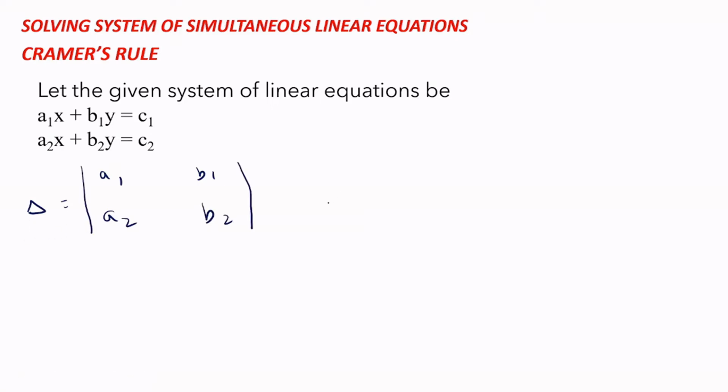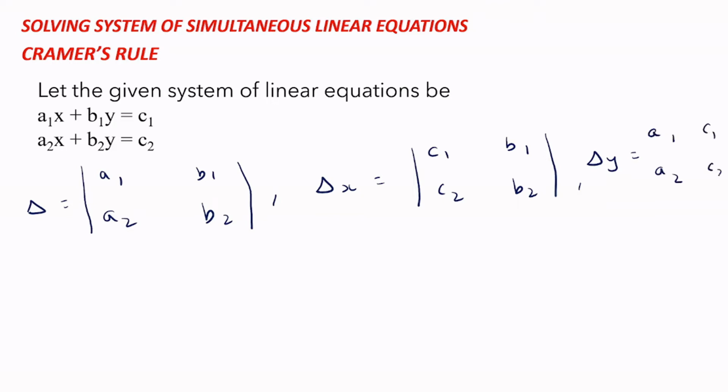Now we can have delta x. In place of the coefficients of x terms, we replace them with the constant terms. So delta x is equal to the determinant with first column c1, c2, and the second column remains as it is. And delta y: we keep the first column as it is and replace the coefficients of y with the constant terms in the second column. So delta y is a1, a2 in the first column and c1, c2 in the second.